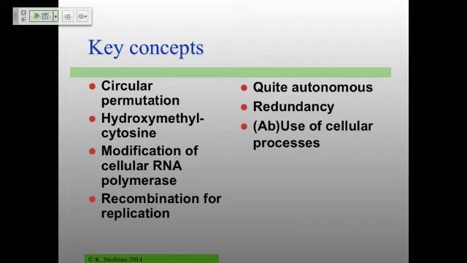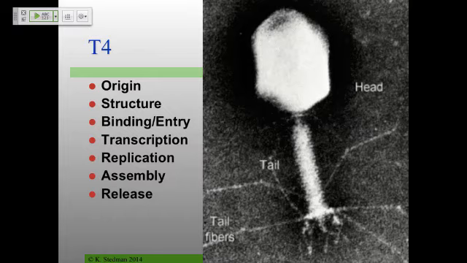So the classic example going back for looking at the genetic code being linear and single molecule has to do with the R mutations. These are rapid lysis mutations, and the virus is perfectly happy under some conditions, but not happy under others. So you can use that really nicely for studying these kinds of things. And then there's the use of cellular processes, which allows it to be such a model in terms of understanding what's going on.